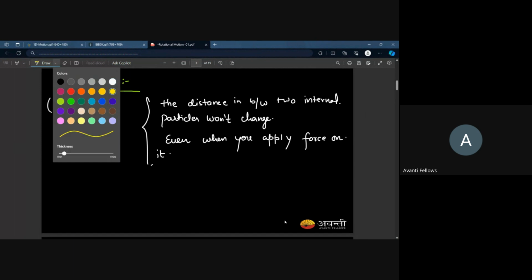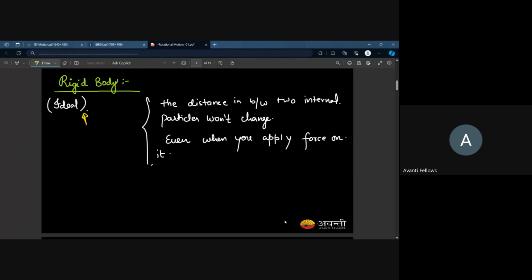Again, this is something which does not exist in real life, in practical life, because all the objects that exist on this planet, if you are applying some kind of force on them, will show deformation, at least on an atomic level. They will show the deformation. Now, let's continue with the types of motion.